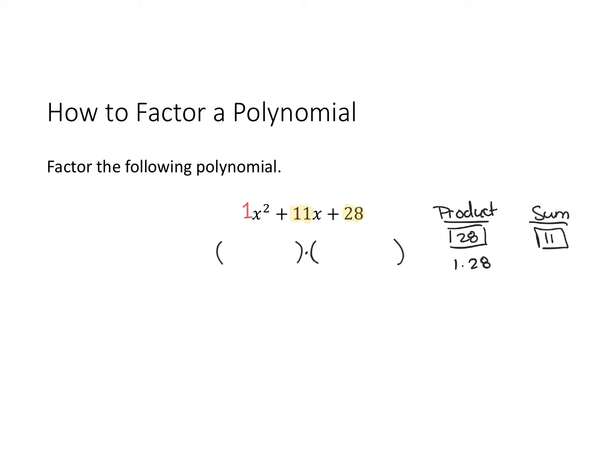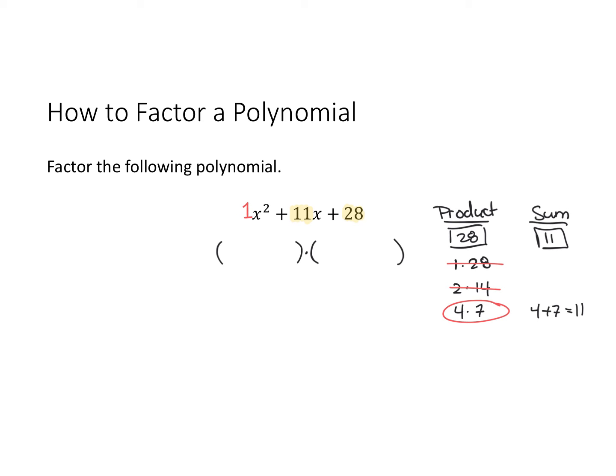That's 1 and 28. But we know that 1 plus 28 does not equal 11, so we can go ahead and eliminate that. Another factor pair for 28 is 2 and 14. But 2 plus 14 does not equal 11, so we can eliminate that factor pair. And then another factor pair for 28 is 4 times 7. So 4 times 7 gives us 28, and 4 plus 7 does equal 11. So this is the factor pair that we want to use.